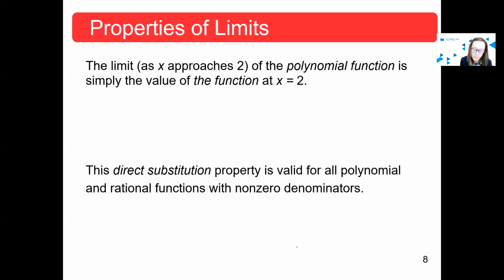So the limit as x approaches 2 of the polynomial function is simply the value of the function at x equals 2. This direct substitution property is valid for all polynomial and rational functions with non-zero denominators.